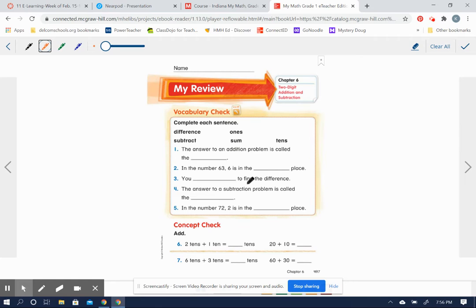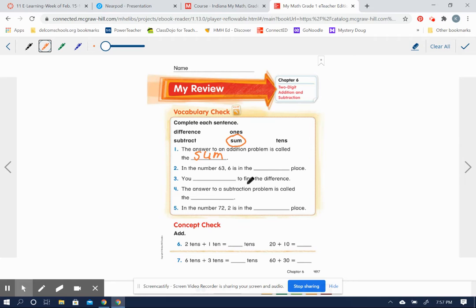Okay, let me erase my marks and then we'll start with the sentences. Number 1, the answer to an addition problem is called the blank. Is that what we call the difference? Subtract, ones, sum, or tens. The answer to an addition problem. I hope you said the sum, S-U-M. Sum is the answer to an addition problem.